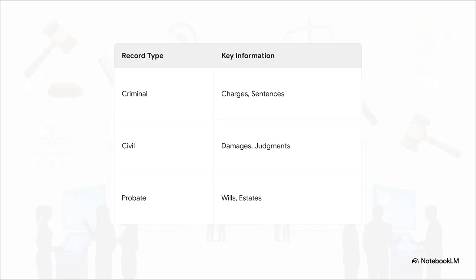Finding the record is awesome, but you have to know how to translate that legal jargon. Depending on the case type, there are specific things you want to zero in on. If it's a criminal record, scan it for the original charges, any warrants, and the final sentencing. For civil cases, keep an eye out for financial damages, final court judgments, or settlements out of court. And if you're looking at probate, you're mostly hunting for the official will and how the estate was finally distributed.